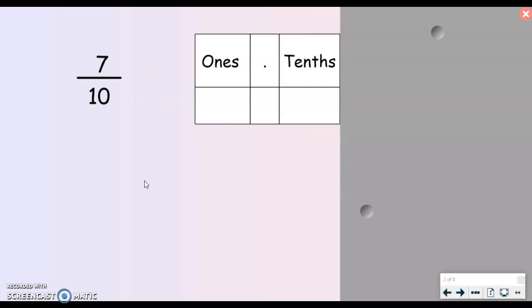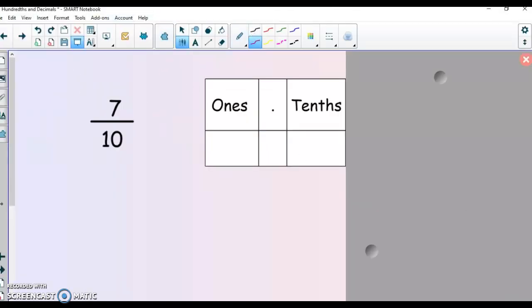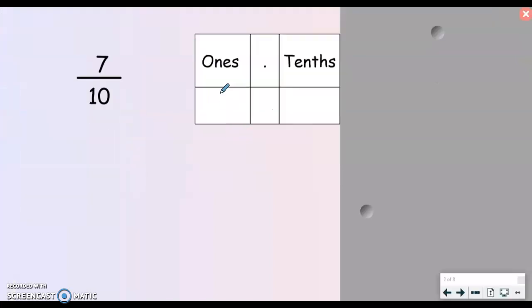So real fast, just to recap, like I said, last time we talked about tenths. This is what they look like written in fraction form, a 10 in the denominator. And then when we convert them into a decimal, I have no whole numbers here. This isn't a mixed number. So I would have a 0 in my ones. I'll bring down my decimal point. And then my numerator is what will go in my tenths place because it's 7/10.